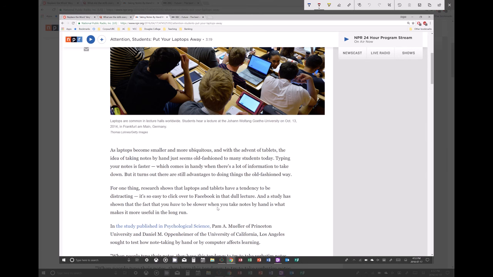I'm going to underline some words that you may or may not understand. Ubiquitous, advent. You probably know laptops and tablets because you're probably using one. You probably know about this, taking notes. Probably know this word and this word and this word. So most of these you know. How about ubiquitous and advent?